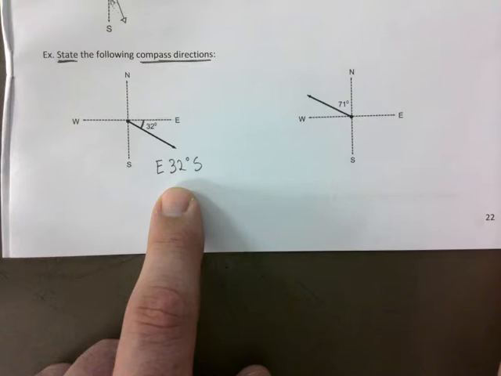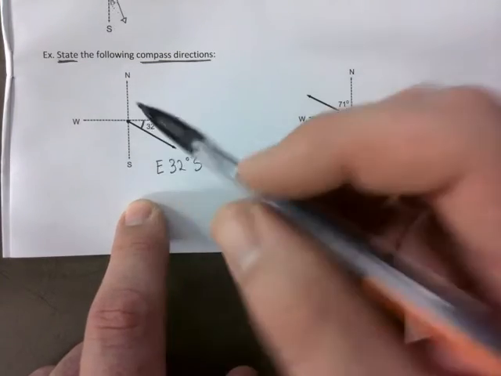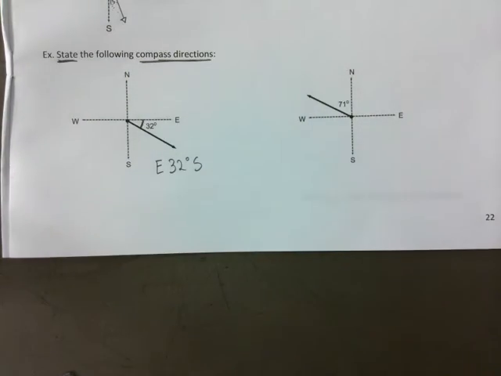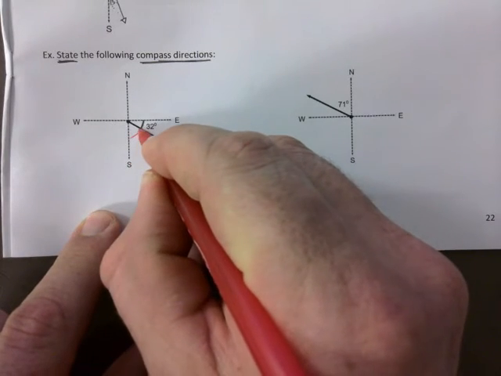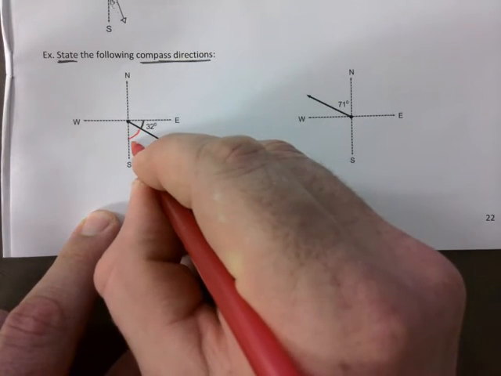But let's state the obvious here. What's the inside? What is this angle right here? We'll use a different color. What's the 58?